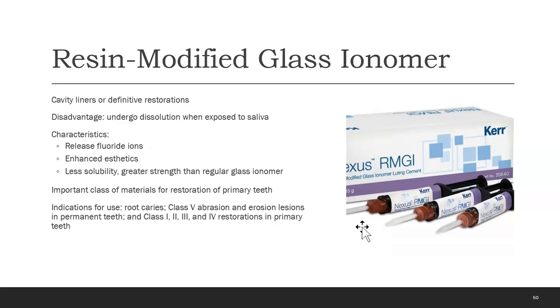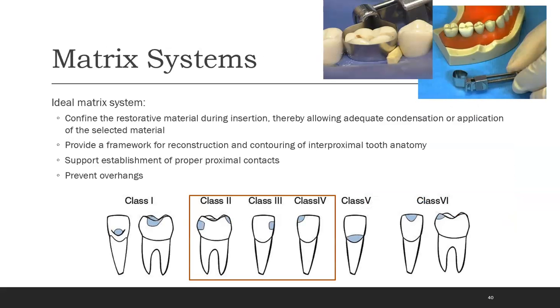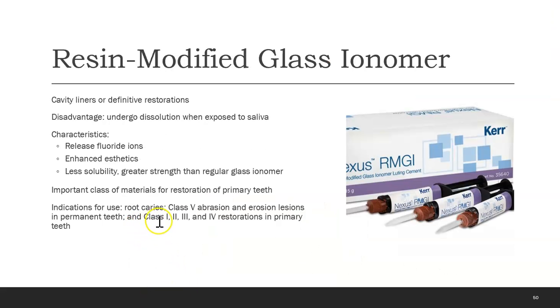And one of the excellent things about glass ionomer is that it releases fluoride ions. It has great aesthetics. And the resin-modified one is even stronger than the regular glass ionomer. So if you have a root cavity, root caries, or a class 5 abrasion, I'm going to show you a picture so we can review our Black classification. Class 5 is right here in the cervical, so glass ionomer would be great for those types of fillings. It's also good for any class 1, 2, 3, and 4 restorations in primary teeth as well.